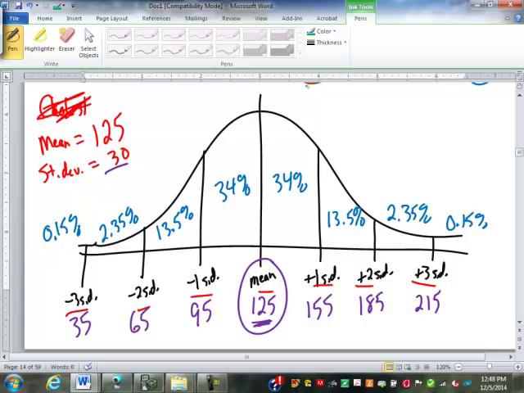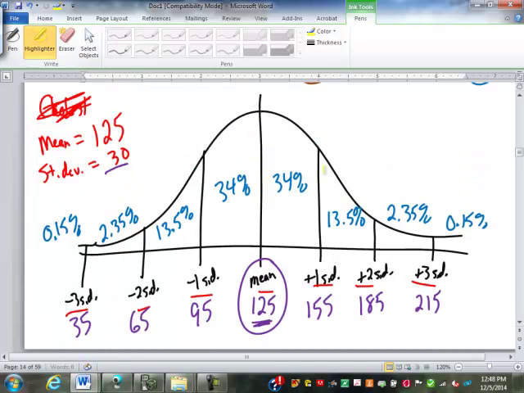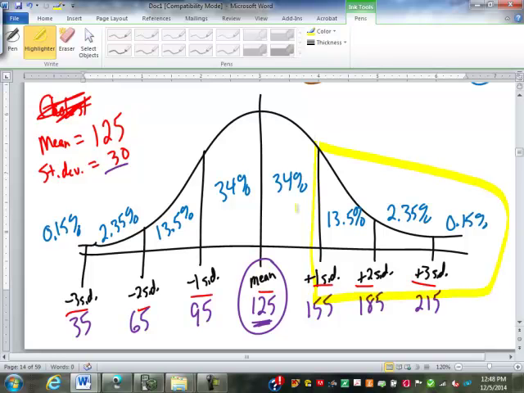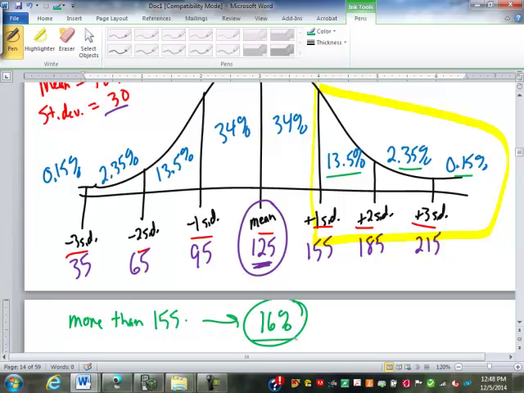So what does this tell us? Let's say we wanted to know what percent of people in the population had a cholesterol of more than 155. Well, we look up here. Here's 155. More than would be on this side of it. We just add up those numbers. If we add up 13.5, 2.35, and 0.15, we get 16%. 16% of all people have cholesterol above 155.